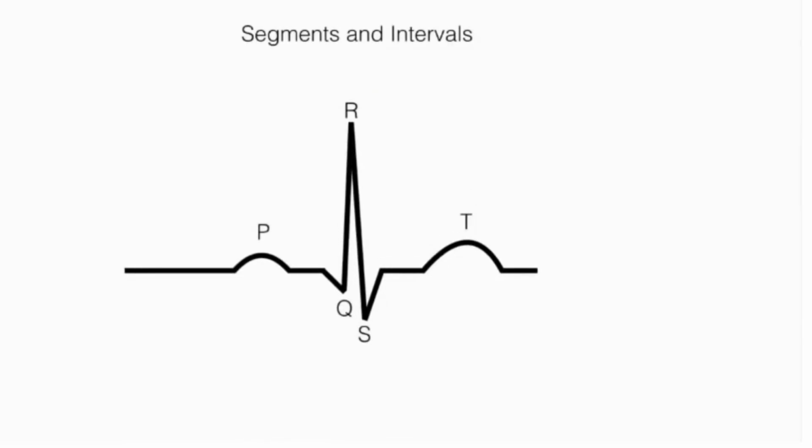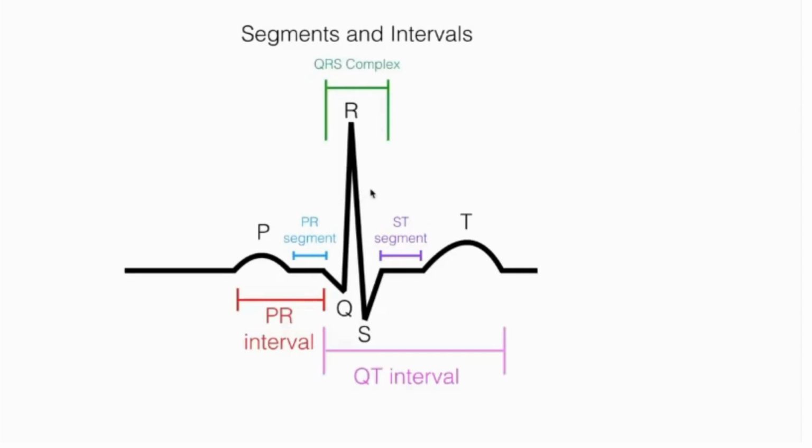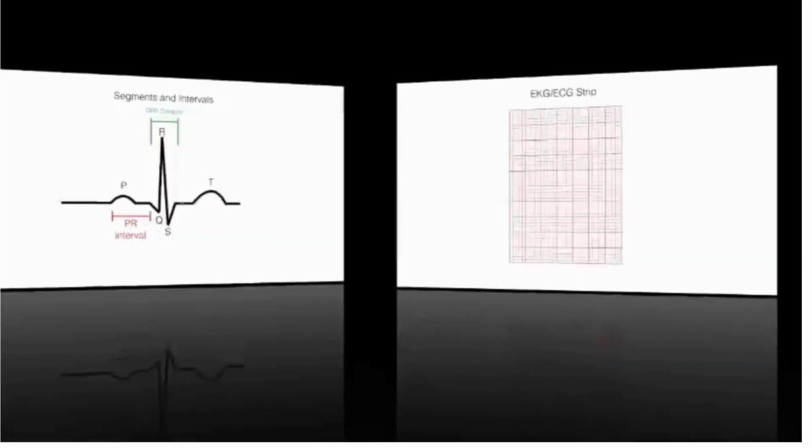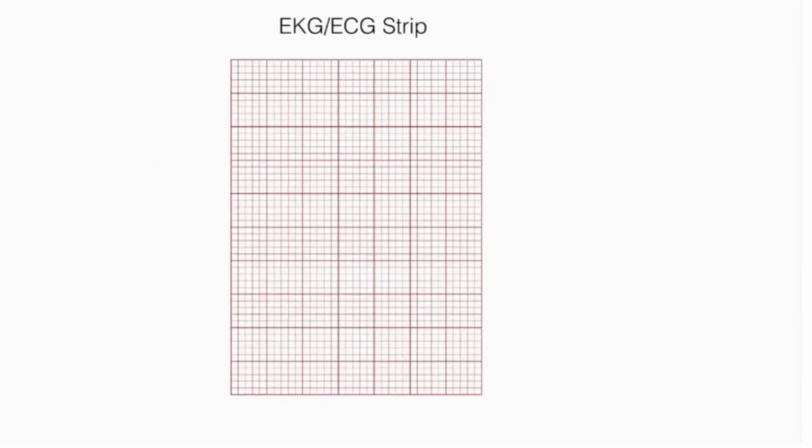So now let us talk about the segments and intervals in the EKG diagram. There are a bunch, starting off with the PR interval, the PR segment, the QRS complex, the ST segment, and the QT interval. But to make it easy for you guys, we are just going to talk about the PR interval and the QRS complex. These are all we need to do the EKG interpretation. The other segments are important too, but we don't really need them to interpret an EKG faster and more efficiently. So this is your typical EKG strip.